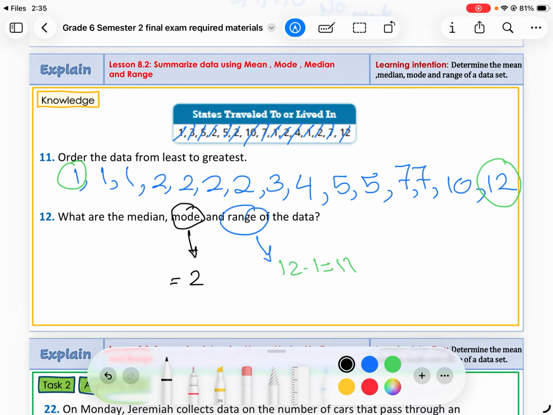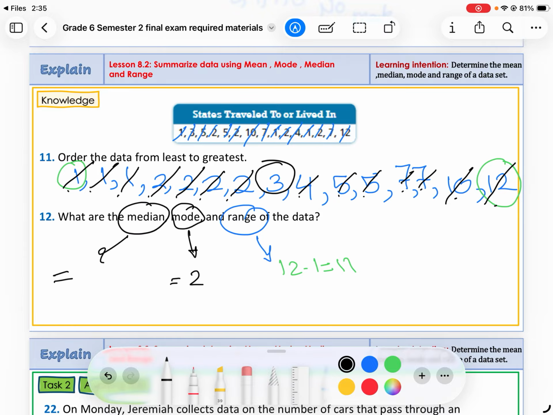Let's do the median. Let's start crossing. One from left, one from right. It's going to take a long time. Keep crossing. Okay, be careful. Okay, another one here, one here, one here. Okay, let's count the checks before we continue. I have 1, 2, 3, 4, 5, 6, 7. I have 1, 2, 3, 4, 5, 6, 7. That's it. So my median here is equal to 3.